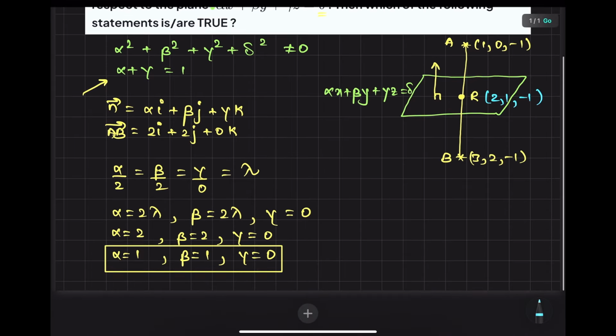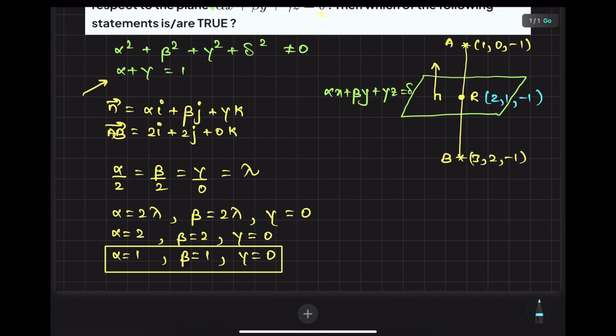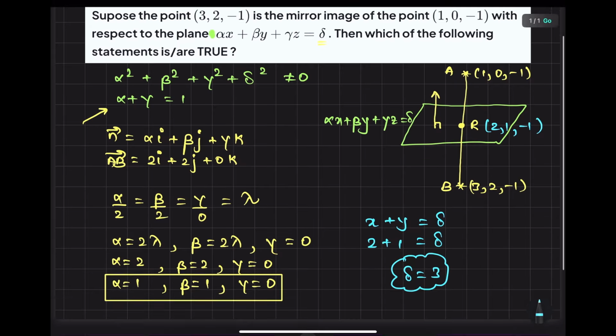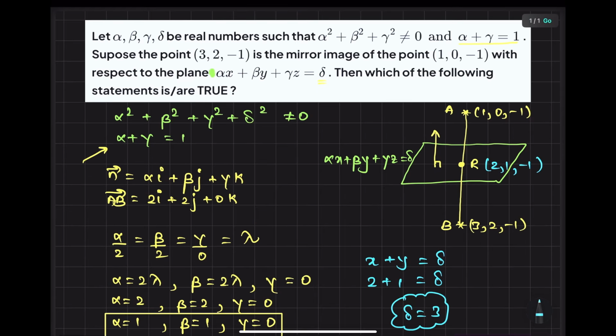Now just use the values of alpha, beta, gamma to find delta. You know alpha is 1, so it is x, beta is 1, so it is y, gamma is 0, so z vanishes, equals delta. Now we will satisfy the point. In place of x we put 2, in place of y we put 1. So can I say that the value of delta will become 3? Okay, so the value of delta becomes 3.